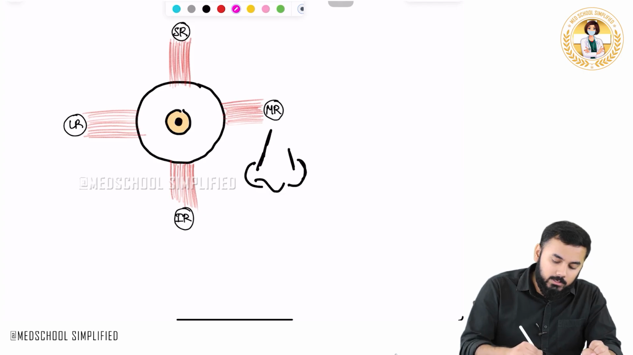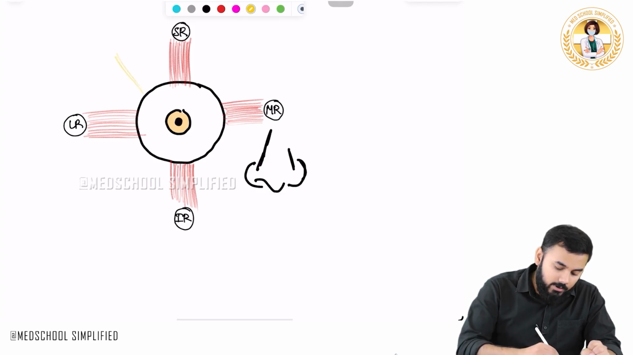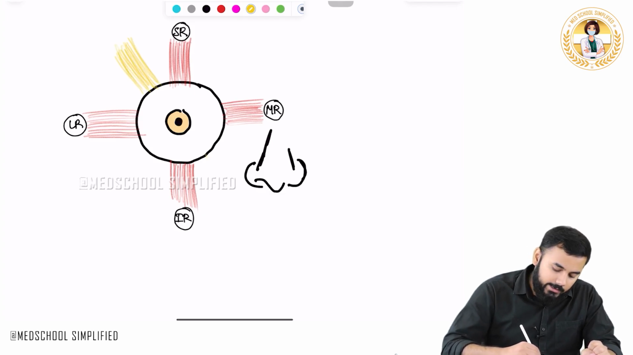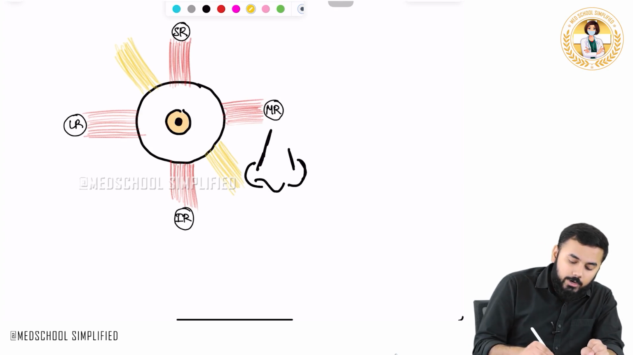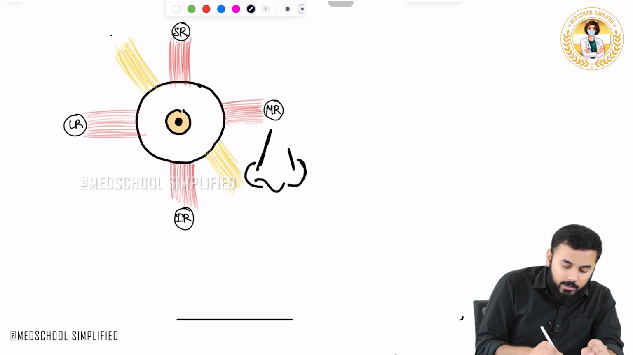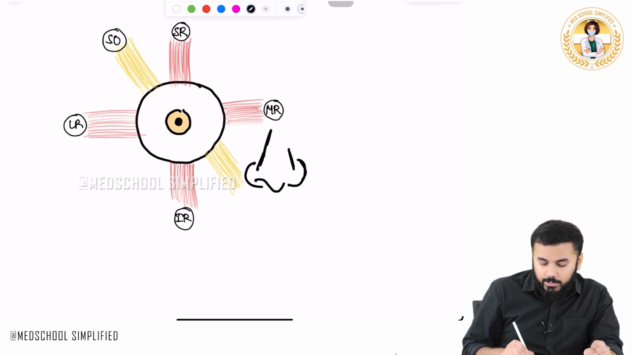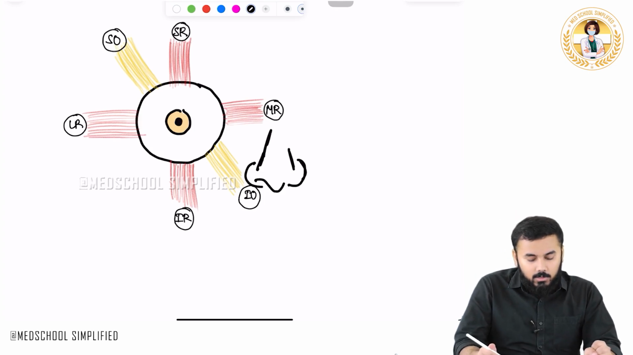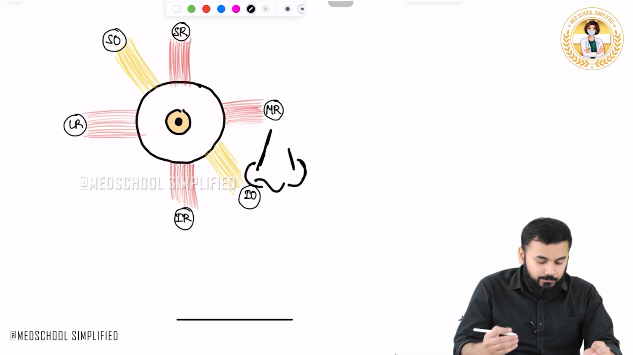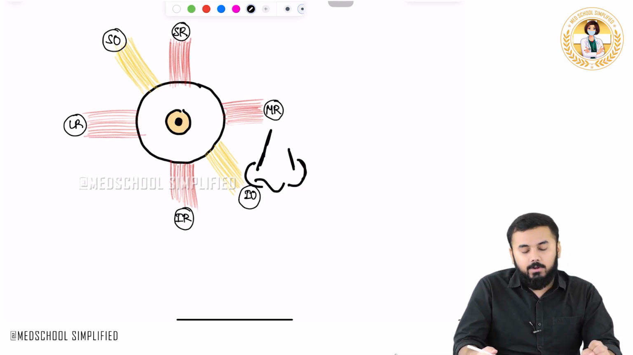Additionally, we have 2 more muscles. For example, here we have this particular muscle, and in the same way, down here also we have this particular muscle. The muscle located over here is superior and it is oblique, so superior oblique. The muscle located down is inferior oblique. So how many muscles totally? We have 6 muscles: superior rectus, inferior rectus, medial rectus, lateral rectus, superior oblique and inferior oblique.